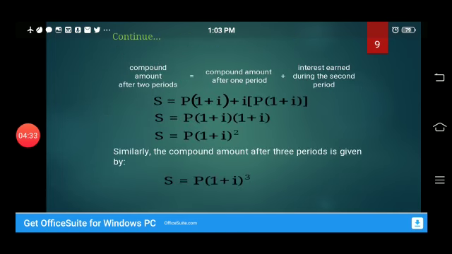Compound amount after 2 periods. What will you do? S is equal to P(1 plus I). This is the first period. Now, what you have given in the first period, you will pay interest on this. So that is why in the second term, they have multiplied the first term by I. See, what they did: S is equal to P into 1 plus I plus I multiplied by the first term.